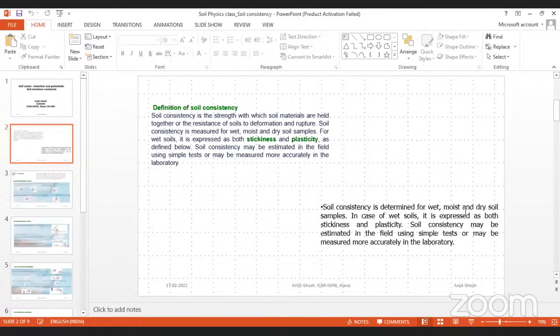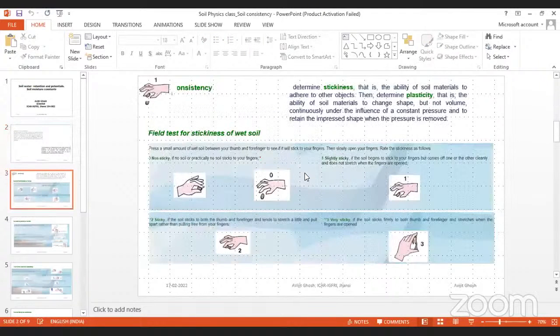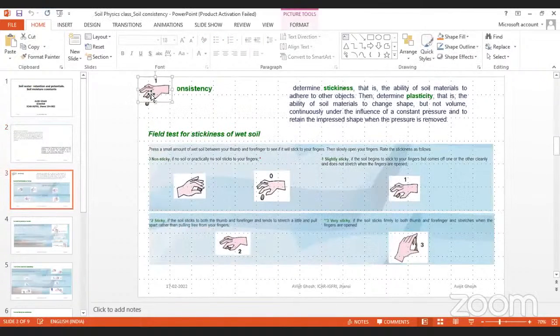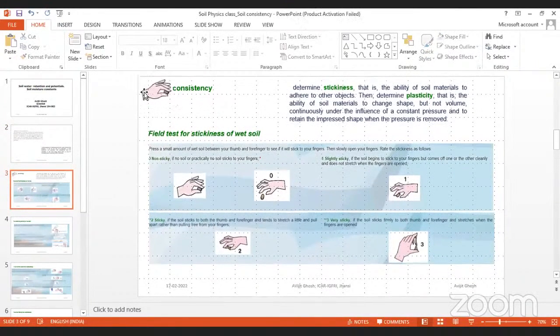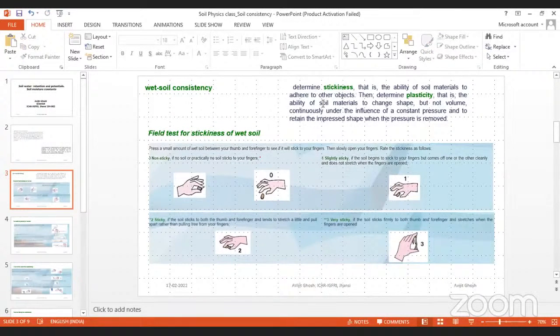In case of wet soil, it is expressed as stickiness and plasticity, both. For wet soil consistency, we have to determine the stickiness, that is the ability of the soil particles to adhere to each other, and the plasticity also, that is the ability of the soil materials to change shape but not volume under a constant pressure or force. And if we release that pressure, the original shape is obtained again.